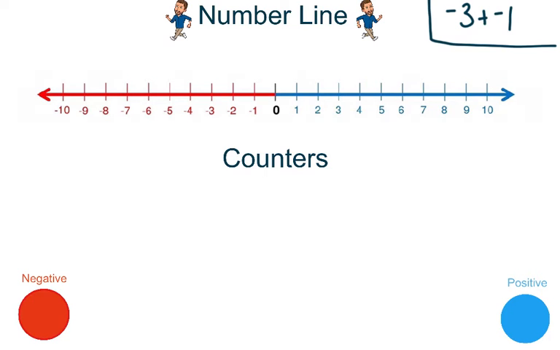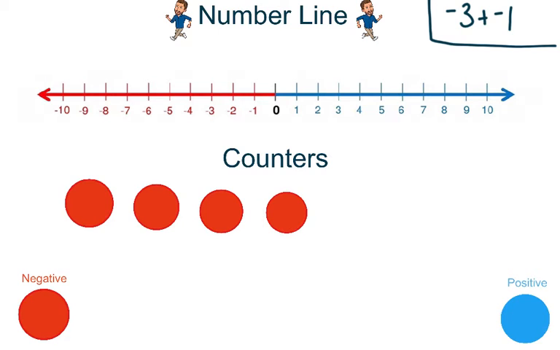The other way to model this problem would be to look at it with counters. So I have 3 negative counters. So I'll count out 1, 2, 3 negative counters. So here's my 3 negatives. I have negative 3, plus I add another negative counter. Now I want to know how many negative counters do I have in total? I have 4 negative counters, or negative 4.